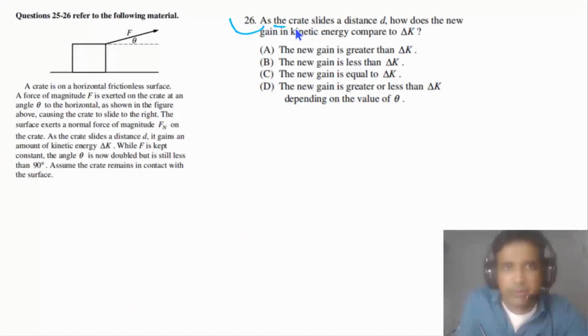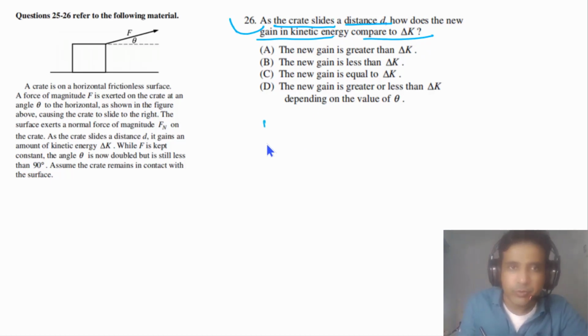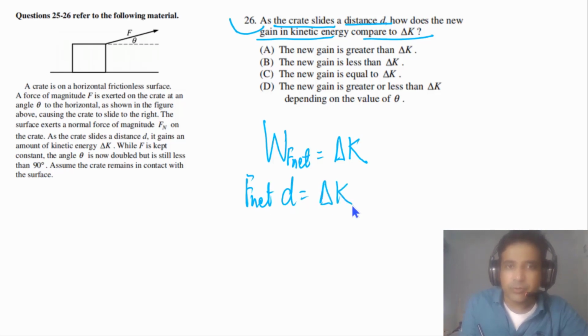Question 26 says, as the crate slides a distance d, how does the new gain in kinetic energy compare to delta K? This question is simply based on the work energy theorem. We can write down the work done by the net force, F net, is equal to the change in kinetic energy, and we can rewrite this as F net times d equal to delta K. F net in this case is F cosine of theta, so F cosine of theta times d is equal to delta K.